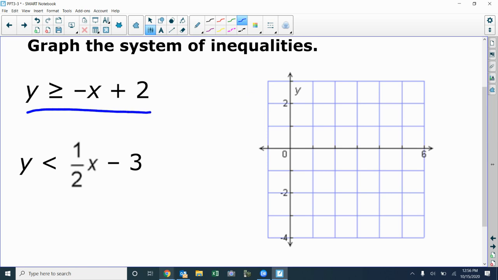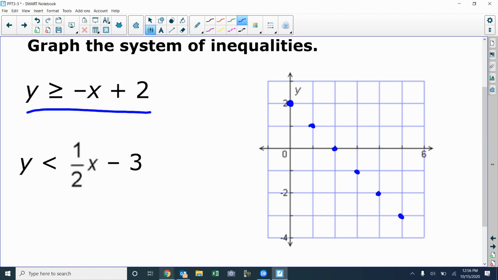So graph that first one and see if you can shade which side? Yes, the true side. The truth will set you free. It's already in y = mx + b form, nice and tidy for you. The intercept is plotting out right there. It is positive 2. The slope is negative 1 over 1, down 1 over 1, down 1 over 1.